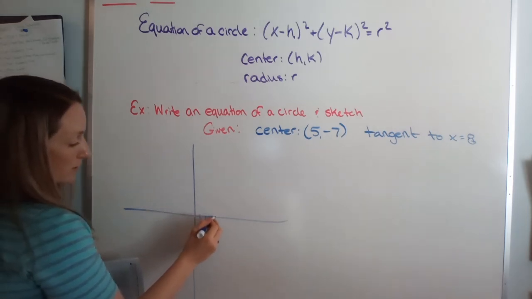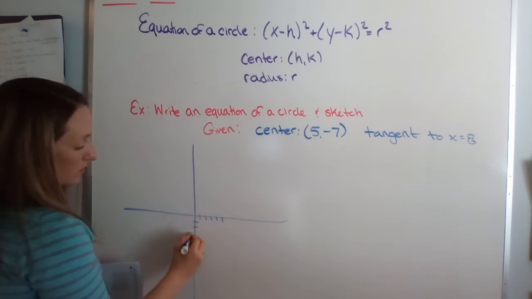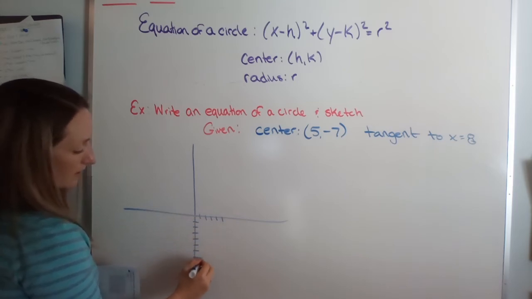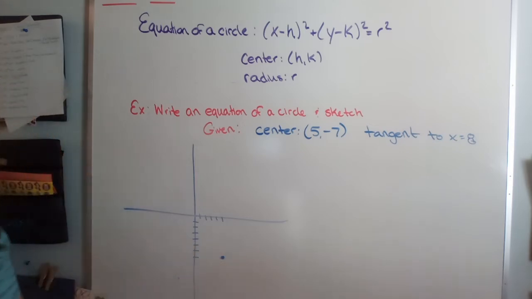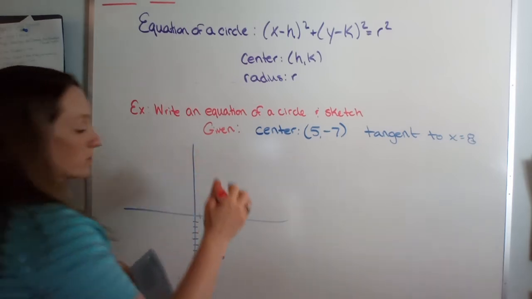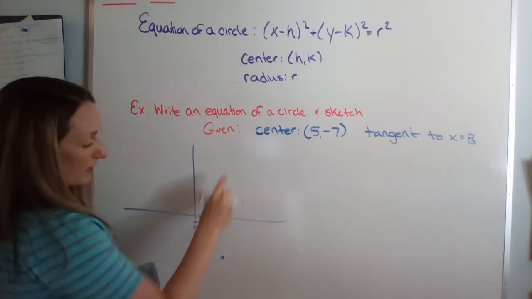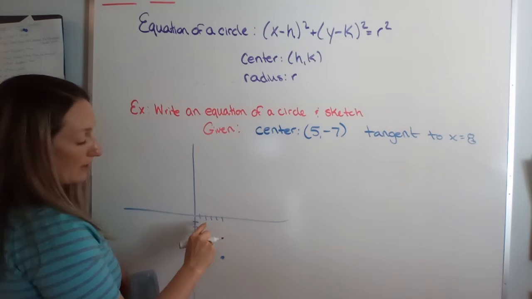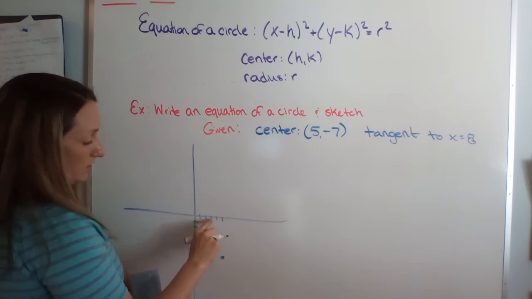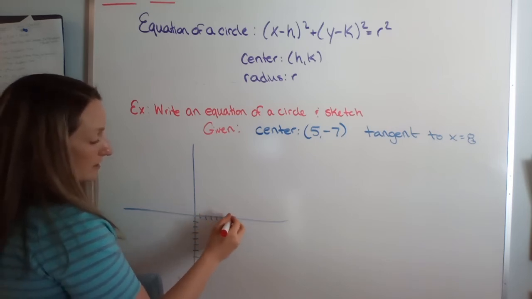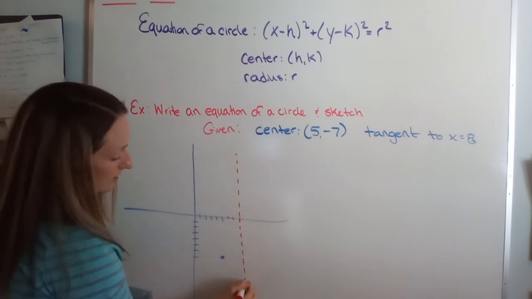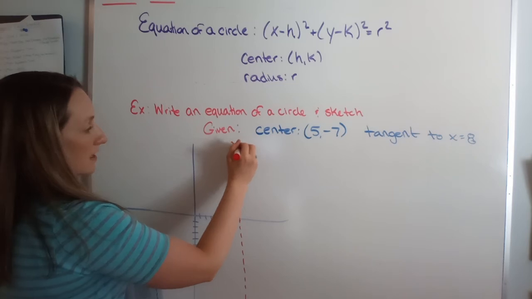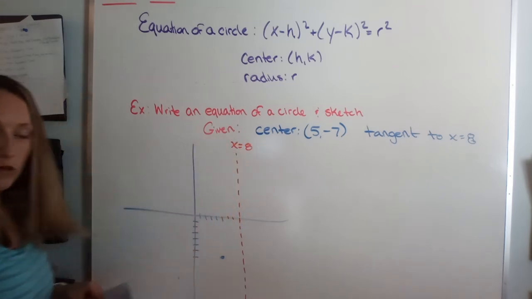1, 2, 3, 4, 5. 1, 2, 3, 4, 5, 6, 7. 5, -7. That is my center. It says that the circle is tangent to the line x equals 8. So where is x equals 8? Well, it's a vertical line that goes through 8 on the x-axis. So 1, 2, 3, 4, 5, 6, 7, 8. So we're talking this vertical line, x equals 8. That would be the tangent to the circle.